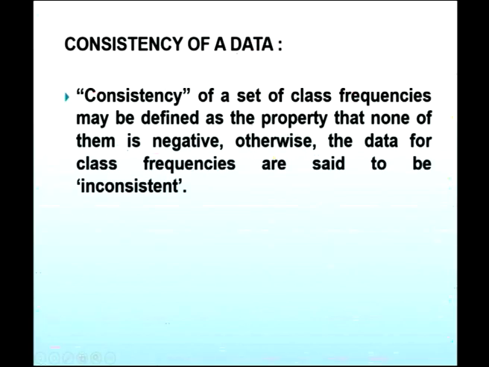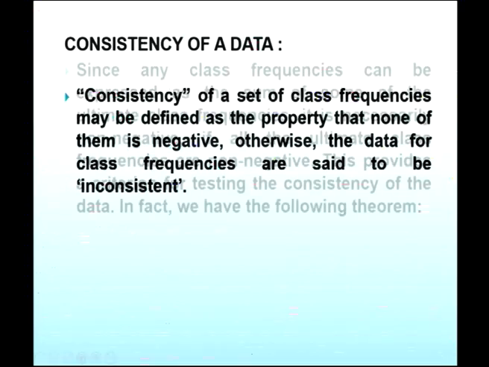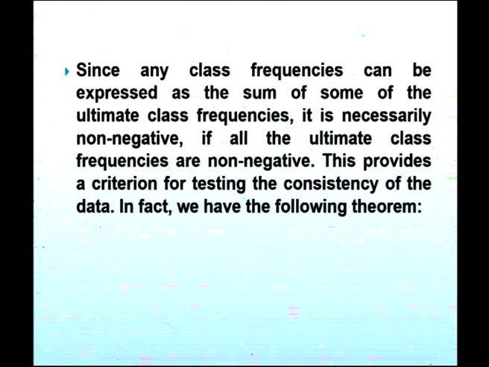So, consistency of a set of class frequencies may be defined as the property that none of them is negative. None of the class frequencies is negative. This is the basic condition for consistency. Otherwise, the data for class frequencies are said to be inconsistent. Since any class frequency can be expressed as the sum of the ultimate class frequencies, it is necessarily non-negative if all the ultimate class frequencies are non-negative. This provides a criterion for testing the consistency of the data.